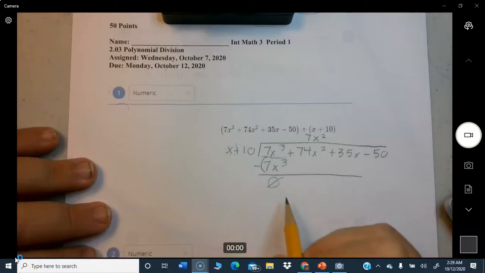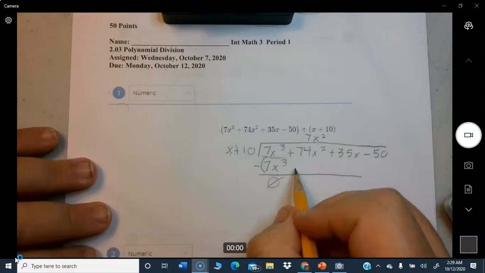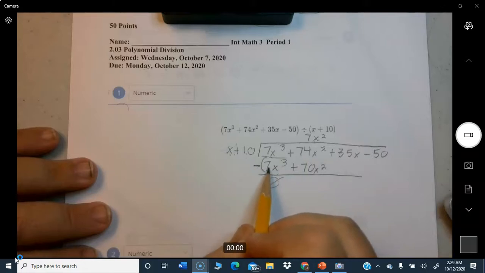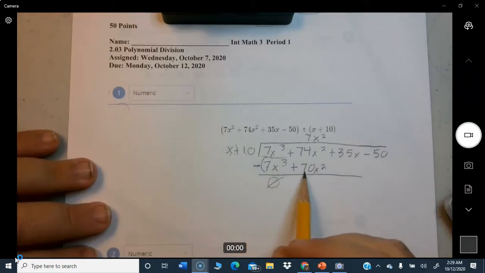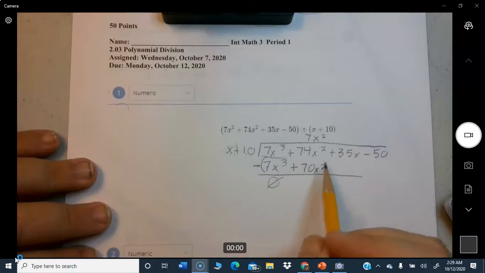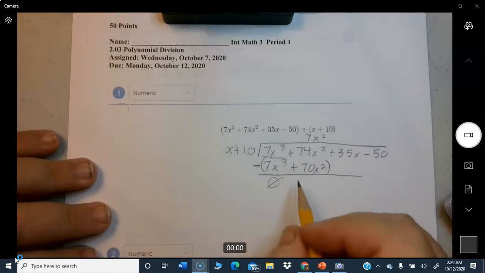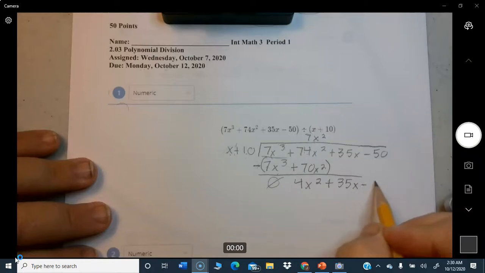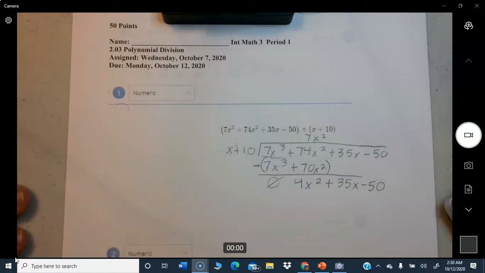Now what you do is put a parenthesis around this because you're going to multiply this by 10. And that's going to get you positive 70x squared. However, this minus sign is going to distribute through. It distributed to that, I made that a negative 7x to the third. It's going to make this negative 70x squared. So 74 minus 70, let me close the parenthesis there, is going to give you 4x squared. And then by convention, you just go ahead and write these terms down as well. You just bring them on down right away. Each step, you go ahead and bring whatever terms you have left on down. Okay, you just continue to repeat that.